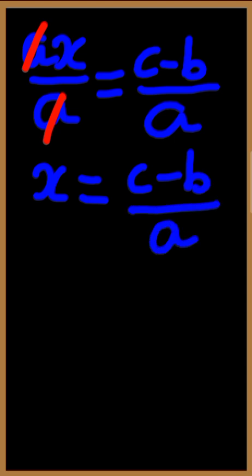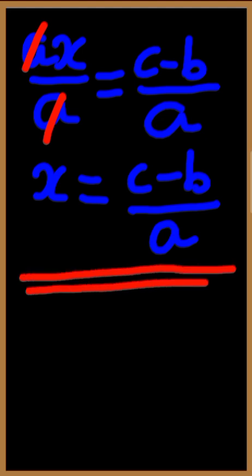You can see that x is alone at the left hand side. That means we have succeeded in making x the subject of formula in the given equation, and this will give us x to be equal to c minus b, all that divided by a. We underline the result. We move now to the next equation.